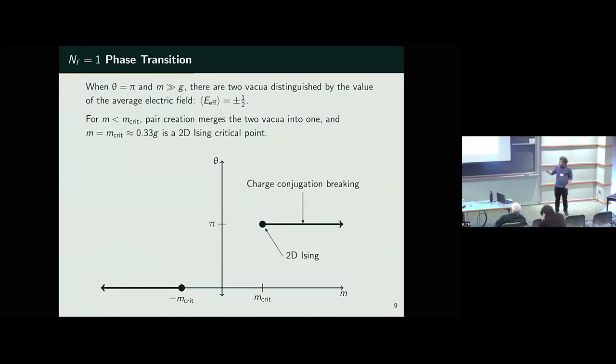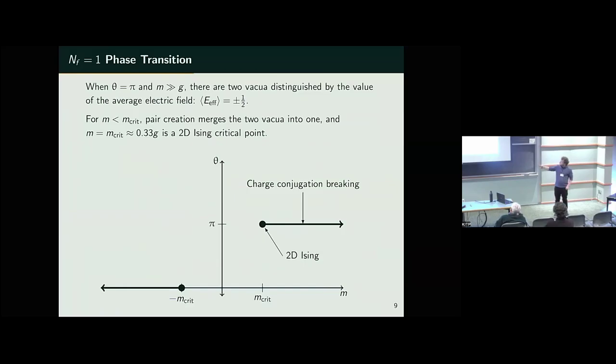So to briefly review what Grisha told you yesterday, when theta equals pi, this means there's a background electric field of 1/2 on my spatial line. And so if m is sufficiently large, if it's costly to pair produce fermions that will change me from, say, electric field plus 1/2 to electric field minus 1/2, if that's costly, there's going to be 2 vacua. And so on this line out here, there's going to be 2 vacua, and charge conjugation symmetry will be broken.